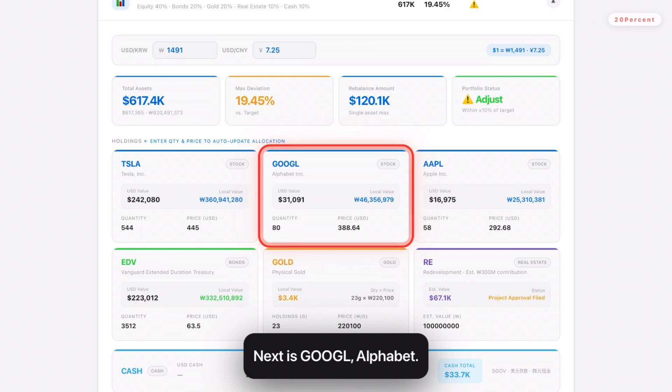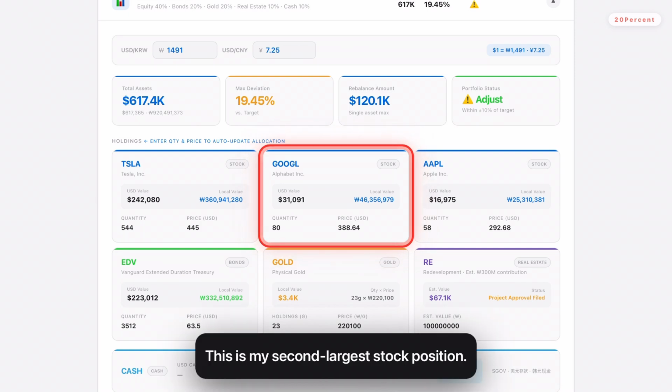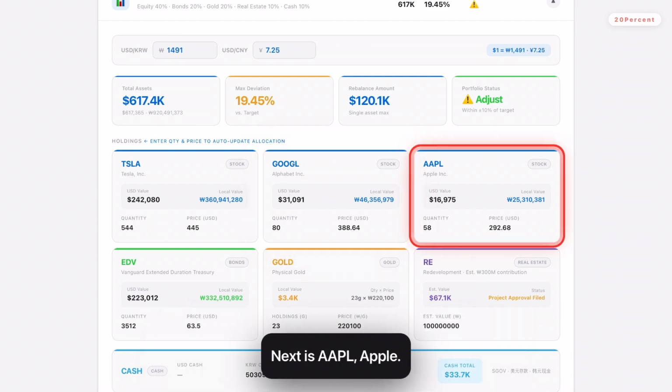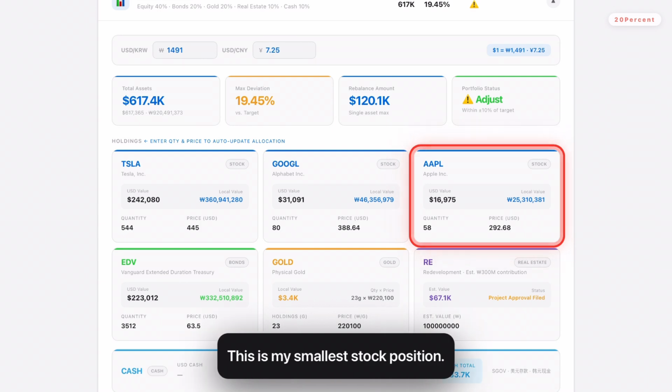Next is GOOGL, Alphabet. This is my second largest stock position. I hold it as one of the infrastructure companies of the AI era. Next is AAPL, Apple. This is my smallest stock position. What I value is its strong cash flow and its ability to keep buying back shares.